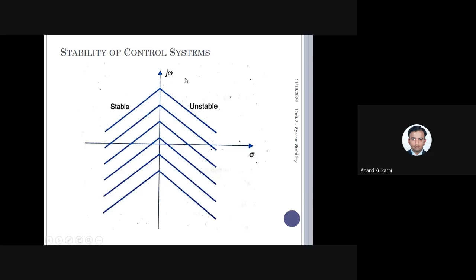If you plot the real-imaginary graph, this is the real axis, sigma, and j omega. If the roots are on the right side of the j omega axis, that is, in quadrant number 1 and quadrant number 2, the system is unstable. Whereas if the roots are falling on the left hand side of the j omega axis, that is in quadrant number 3 and quadrant number 4, the system is stable. This is what it says. This is regarding the stability part.